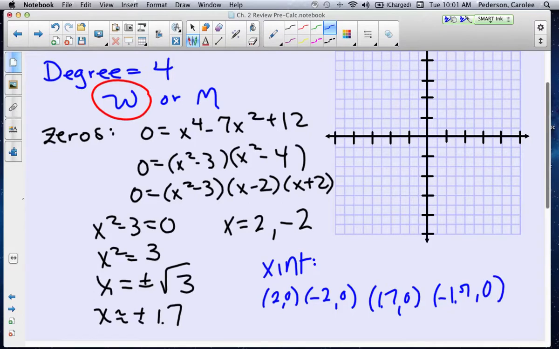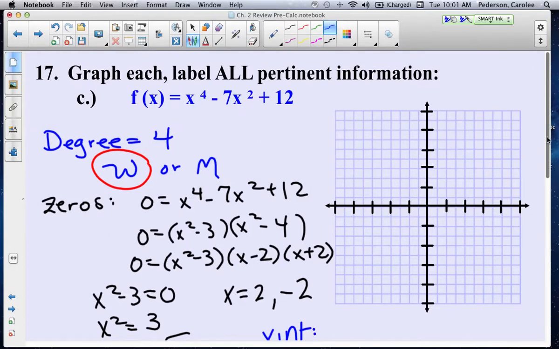I could also test for symmetry. See if there's symmetry about the x or the y-axes. And there's symmetry about the y-axes. To test for symmetry for the y-axes, if I throw a negative in for x to the 4th and a negative in for x squared, do I get my original function back? Yep.